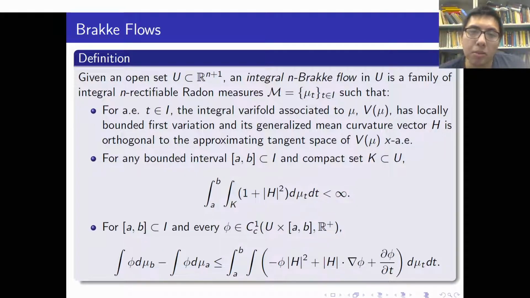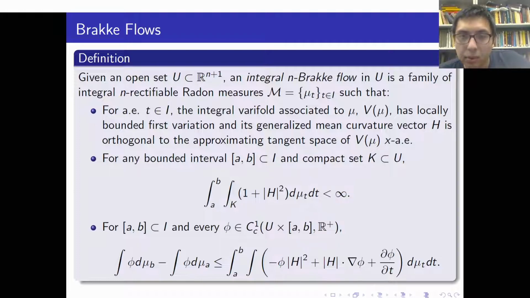So there are some technical assumptions. For example, the random measure has to be integral. First, locally bounded first variation, and the generalized mean curvature vector H is orthogonal to the approximate tangent space. If you're a little more familiar with geometric measure theory: in general you need a C2 to define the curvature, but in geometric measure theory you can define the mean curvature using the first variation of area, and that does not require any regularity. So that serves as the basis of this definition.